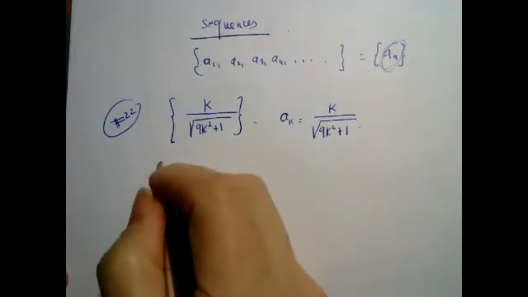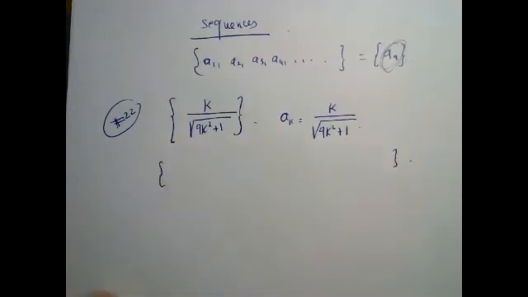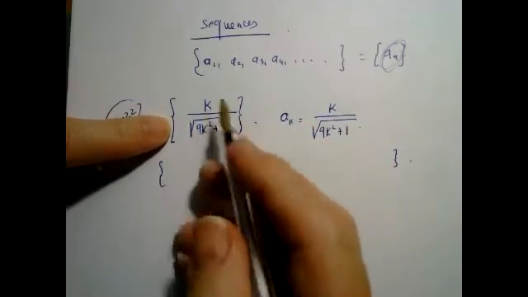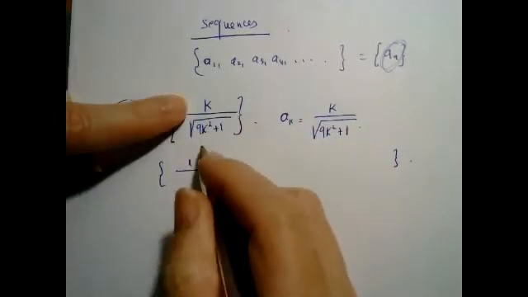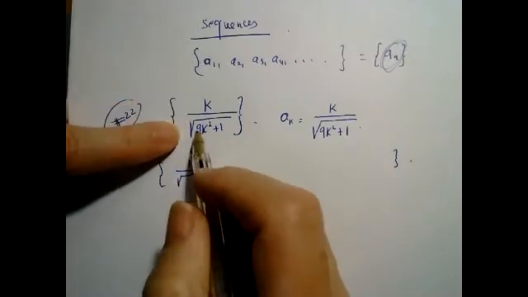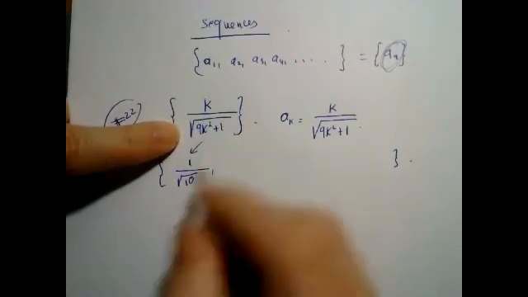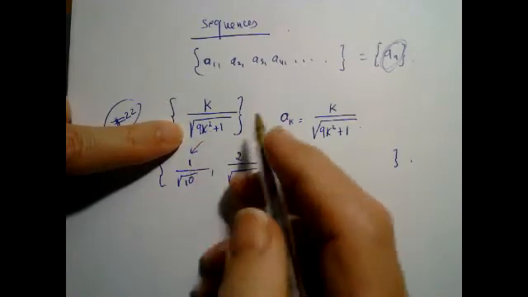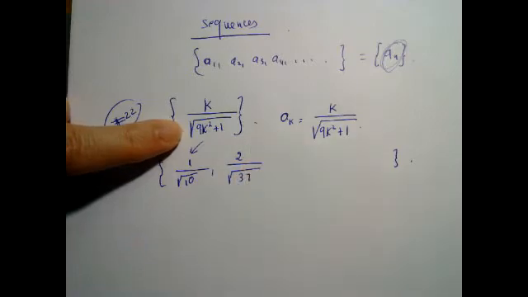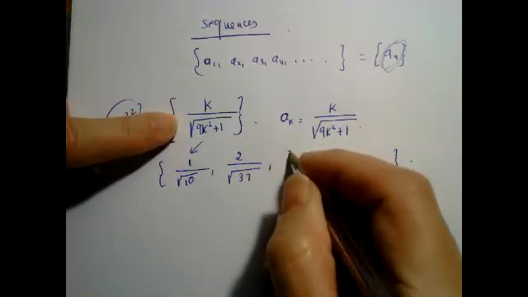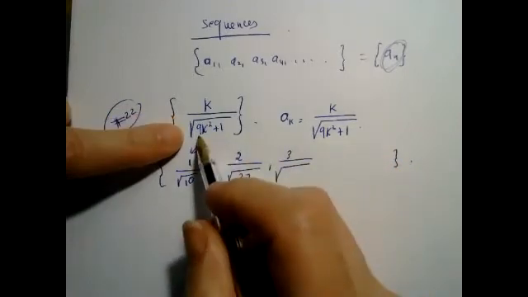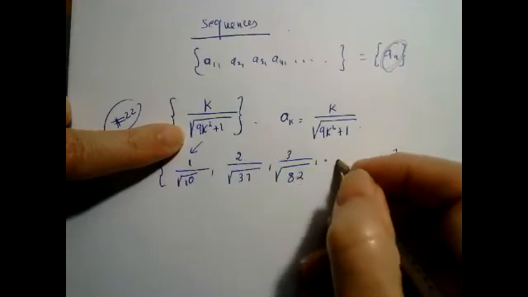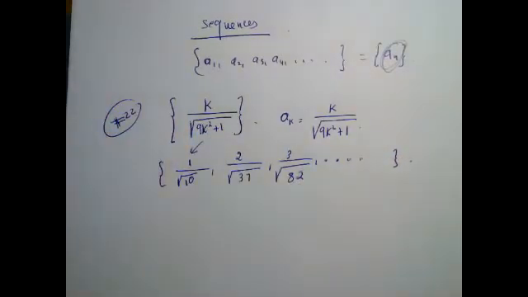So we're looking at a bunch of terms, a lot of them. If k is 1, we're looking at 1 over the square root of 9 plus 1, which is 10. If k is 2, we're looking at 2 over the square root of 9 times 4, 36, plus 1, 37. And 3 over the square root of 9 times 9, which is 81, plus 1, which is 82, and so on and so forth. So that's the list that we're looking at.